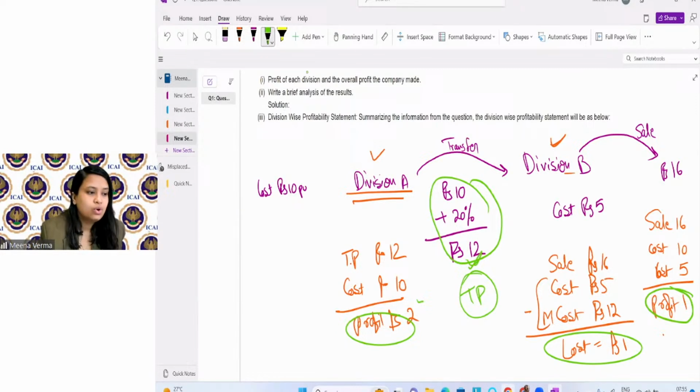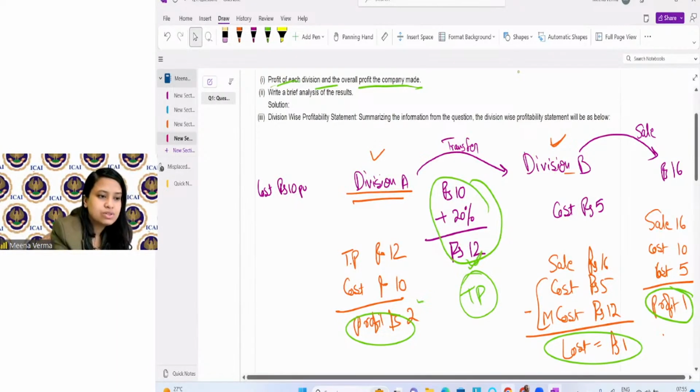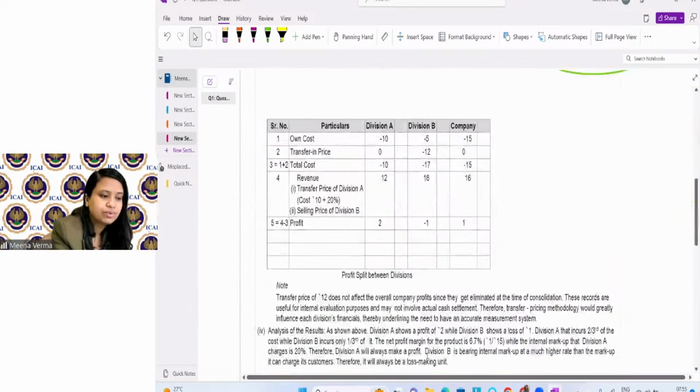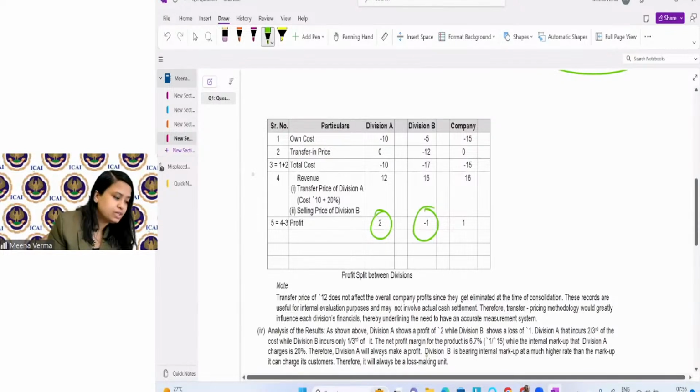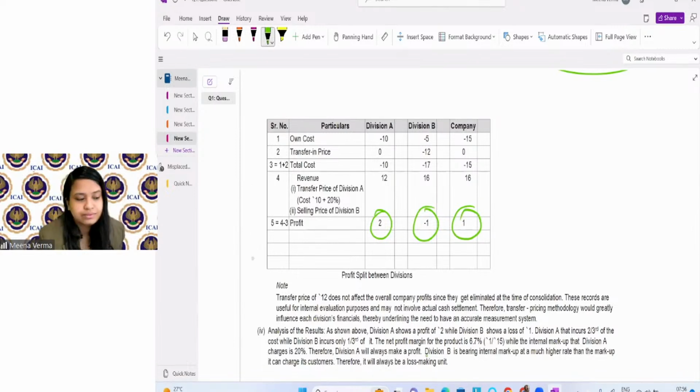All right. Okay. We follow this scenario. This is right. So we have calculated the profit of each division and the overall profit of the company. You can see the answer also, right? If you want, I can show you the answer also. So 2 rupees is the profit of A division, minus 1 is the loss of B division, and overall profitability is 1. Okay.